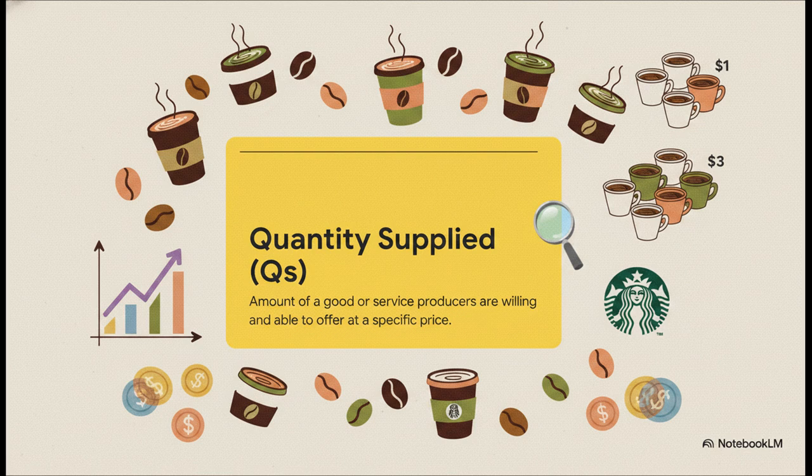Let's use Starbucks for a second. Imagine you want to buy lattes for a huge party. If you tell them you're only paying $1 per latte, the profit is basically zero, right? So Starbucks might only be willing to supply, say, 3 lattes. They aren't going to crank up the espresso machines for pennies. But what if you offer $3 a piece? Suddenly, they're super willing to supply 9 lattes.